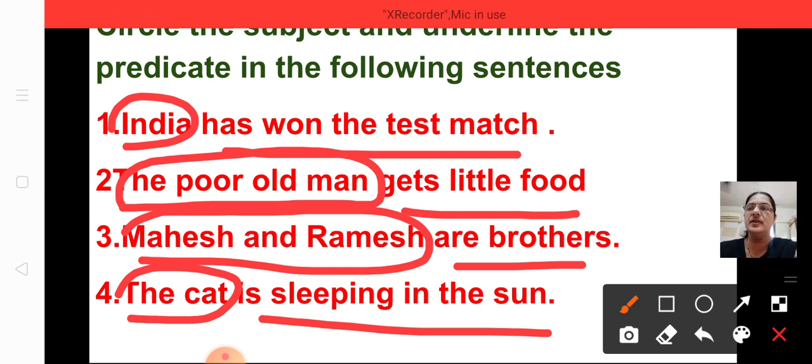Understood? So in the first sentence, India is the subject. The poor old man is the subject. Mahesh and Ramesh in the third sentence. And in the fourth sentence, the cat is the subject. And the remaining parts, is sleeping in the sun, has won the test match, gets little food, are brothers, all these are predicates. Understood subject and predicate? Shall we go to the next exercise? Okay.